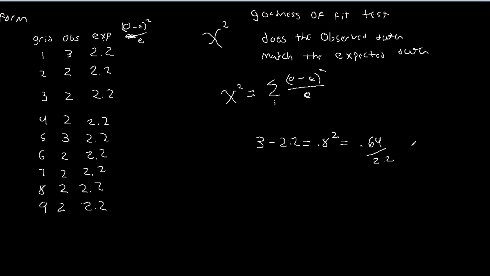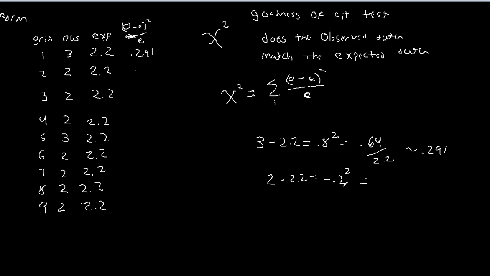And we get approximately 0.291. Right, so this is going to be 0.291. For the 2 value, it's 2 minus 2.2. That's going to be negative 0.2. When you square a negative, it becomes a positive.